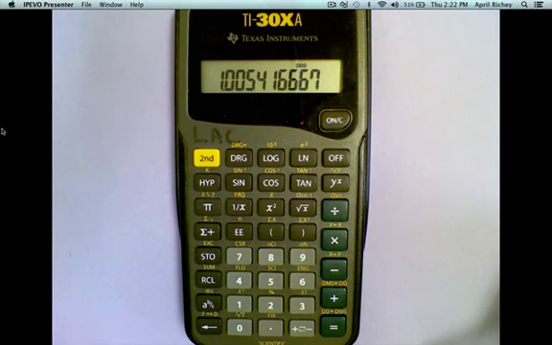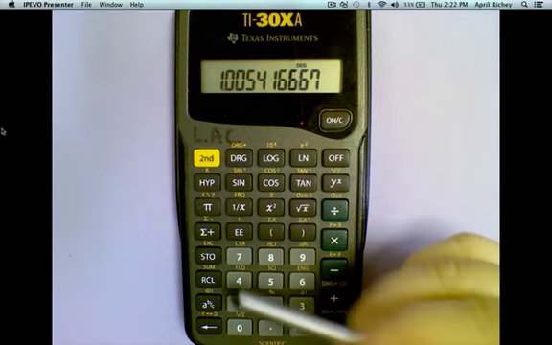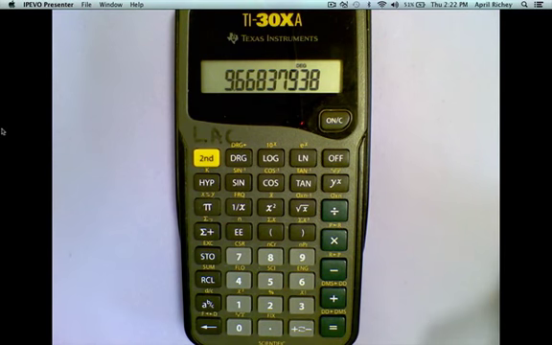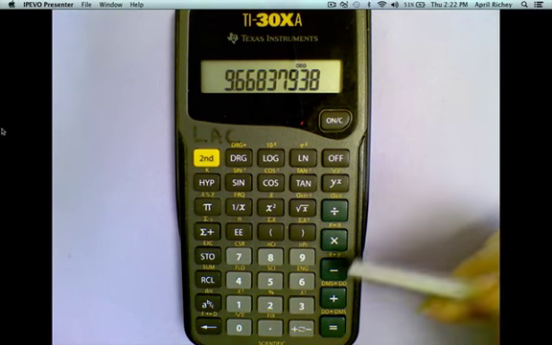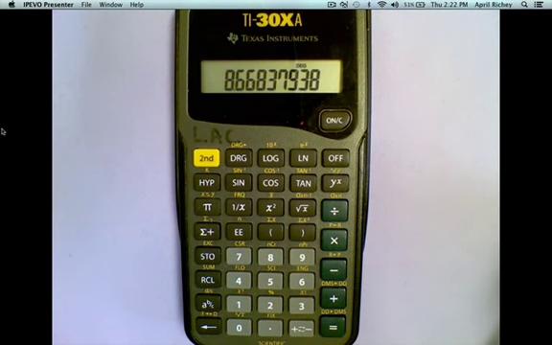Now I raise that to the 420th power. So use your exponent key and type in 420. And that gives me 9.668. Leave that in your calculator and subtract 1. That gives me 8.668. Now I need to divide that by the 0.065 divided by 12.